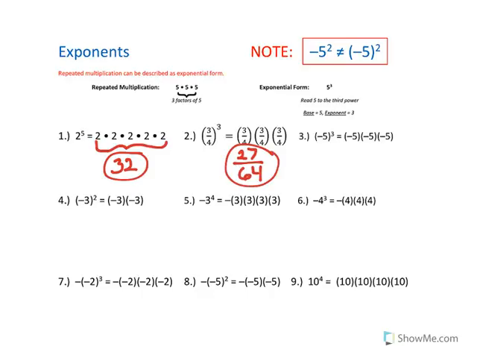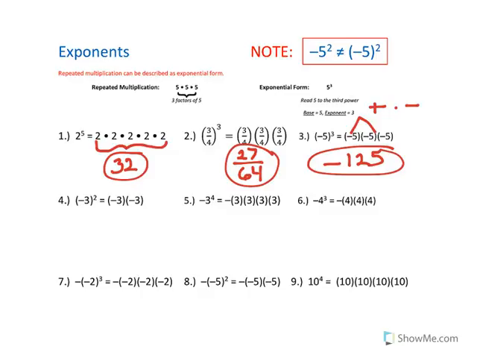Negative 5 to the third power is negative 5 times negative 5 times negative 5. You see the negative sign is inside the parentheses. And 3 is an odd number. So negative 5 to the third power is going to be negative 125 because negative 5 times negative 5 is a positive 25, and a positive times a negative is going to be a negative.